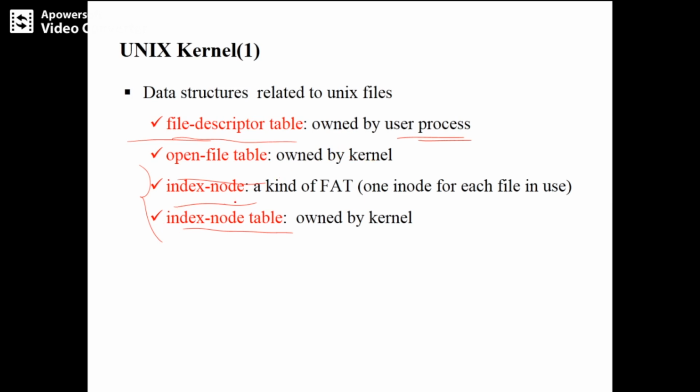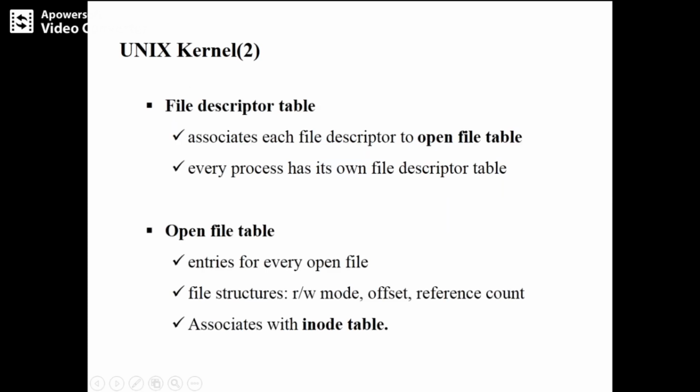And you have index node. It is a kind of file allocation table. One inode for each file in use that is going to allocate. Next we have index node table. It is also owned by the kernel, and this relates to index node. Okay, let us see what exactly it is.